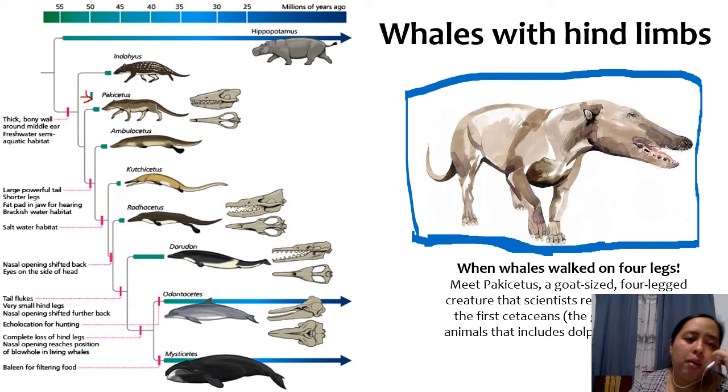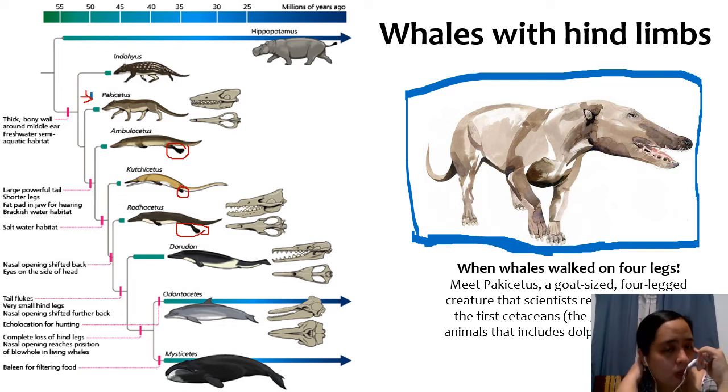So, try to imagine. Yung paa, nito siya for swimming na. And then, ayan na siya. And slowly, slowly, the hind limbs diminished or nawala. So, nawala siya and becomes only a tail. But come to think of it, no? When whales walk on four legs, it looks like exactly the dogs that we have right now or the goats that we have right now. And then, it moves from land to water.